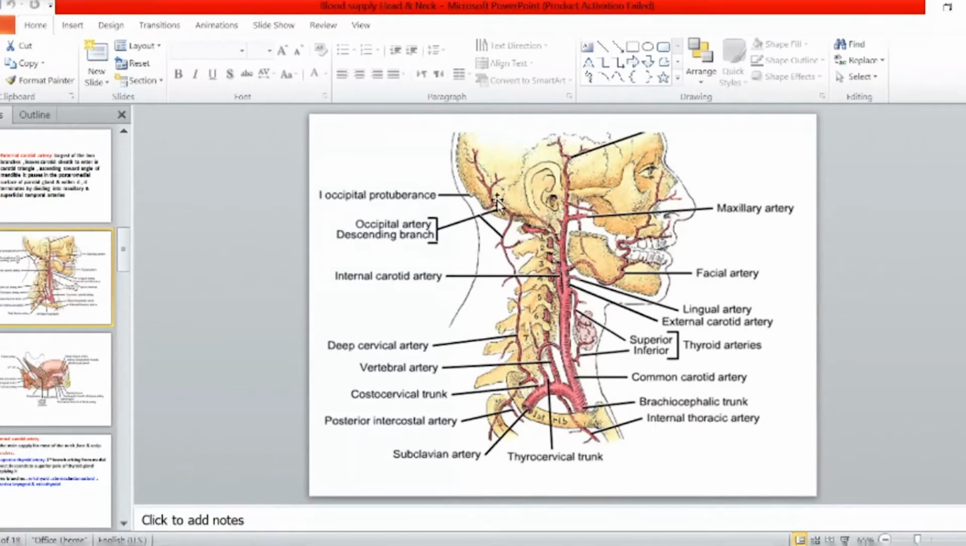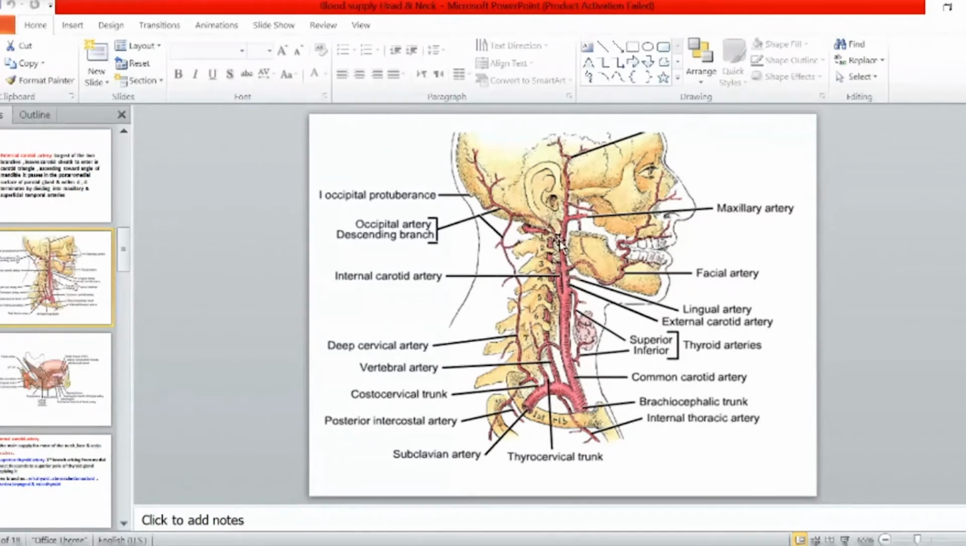It gives rise to an occipital branch, which supplies the skin of the posterior aspect of the skull, and a descending branch, which anastomoses with the ascending branch of the deep cervical artery for the supply of the muscles of the back of the neck.